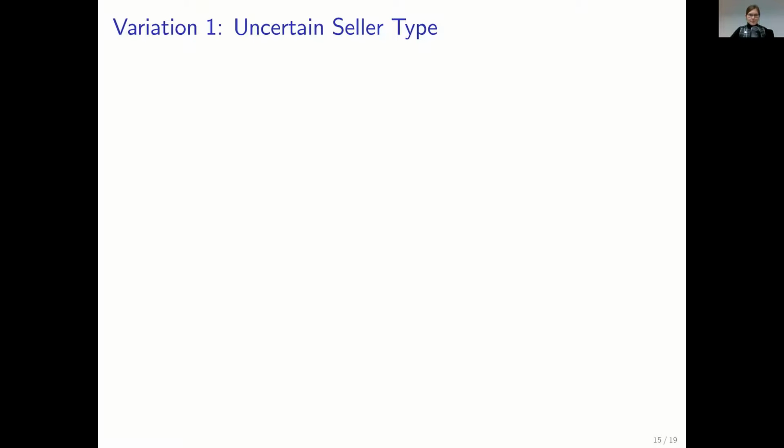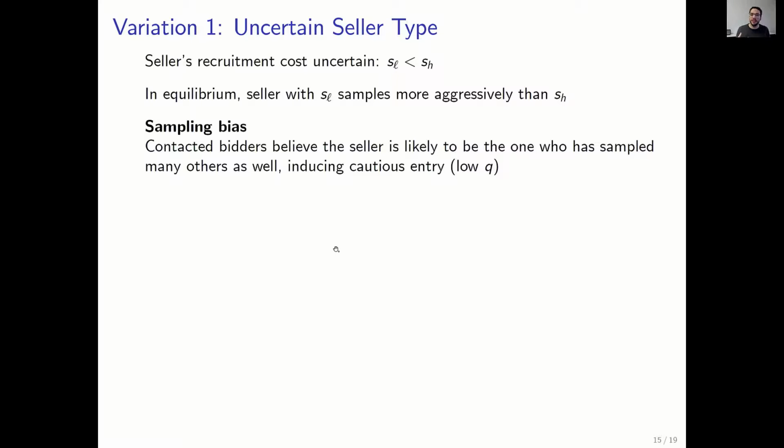Okay, great. So variation number 1, uncertain seller type. Suppose there is uncertainty by the bidders on what the incentives of the seller to recruit bidders actually are. Before, in equilibrium, the bidders don't observe X, but they can infer X because they have the correct equilibrium conjecture. Now, here is a variation in which the bidders are uncertain. The way we model this is by saying, suppose there's uncertain cost of recruiting bidders. The cost of recruiting bidders could be low, SL, or high, SH. And it's natural that a seller who has higher recruitment costs samples fewer bidders than someone who has lower recruitment costs. So SL samples more aggressively than SH.